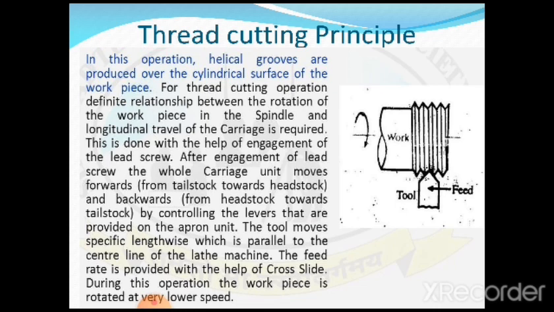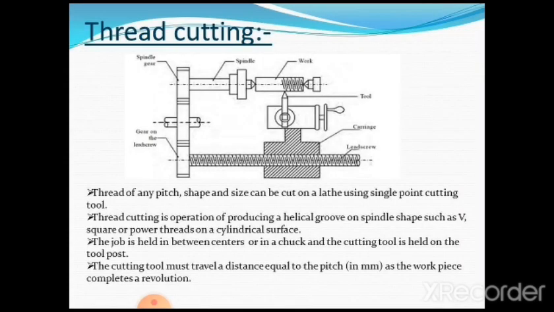The feed rate is provided with the help of a cross slide. During this operation, the workpiece is rotated at a very low speed. So generally, controlling the speed of the workpiece is very, very important, because we cannot rotate the workpiece very fast, as can be done in a regular operation like turning. So here we require to control the speed of the workpiece to nearly 50% of the turning operation. Again we are discussing in detail, try to understand, because the sketch which you are going to see is called the top view of the lathe machine.